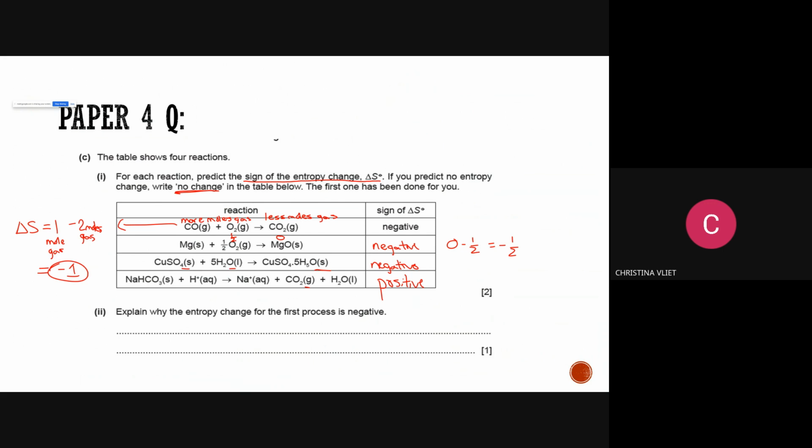Yes. Out of curiosity, if you were to put increase or decrease, would you lose the mark? You would lose the mark. If you put increase or decrease here, you would lose the mark, even though you are not giving an incorrect idea. You're not giving the sign, right? So increase is not a sign. So you have to say whether it's negative or positive.